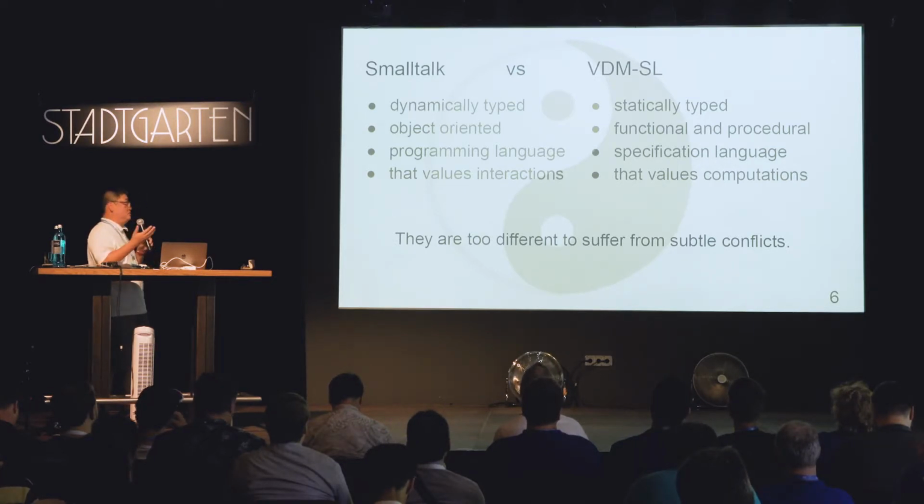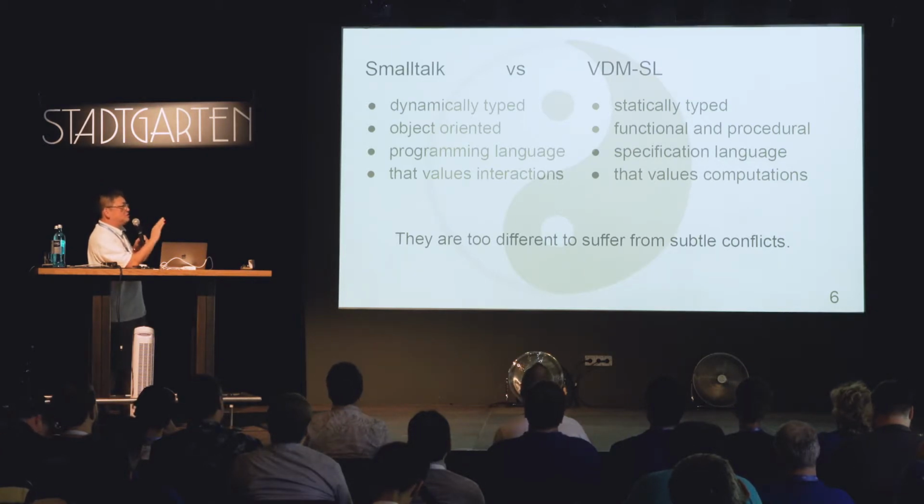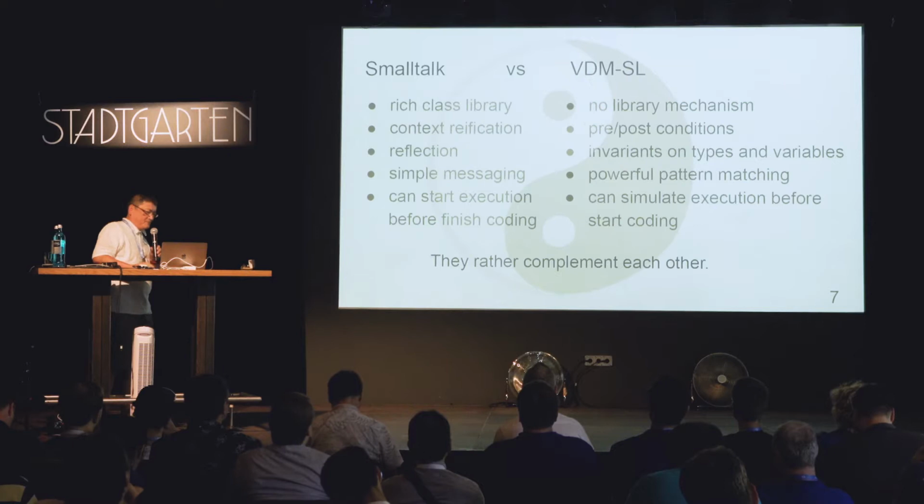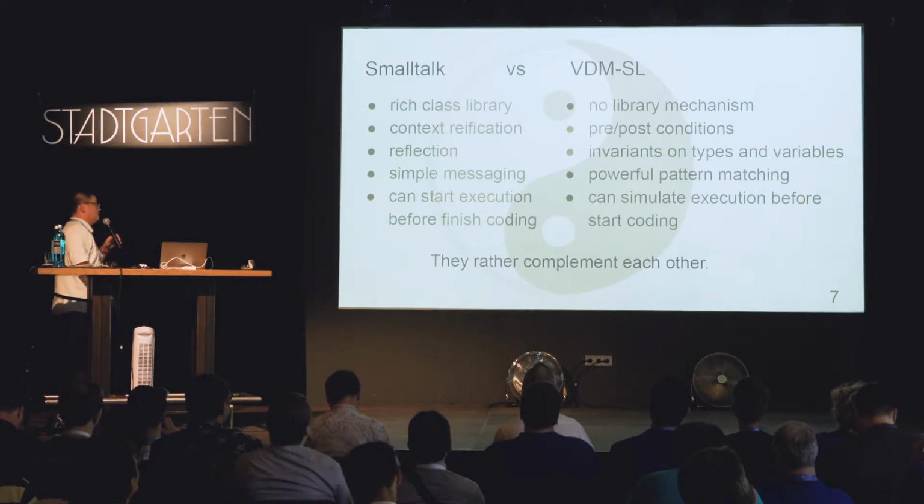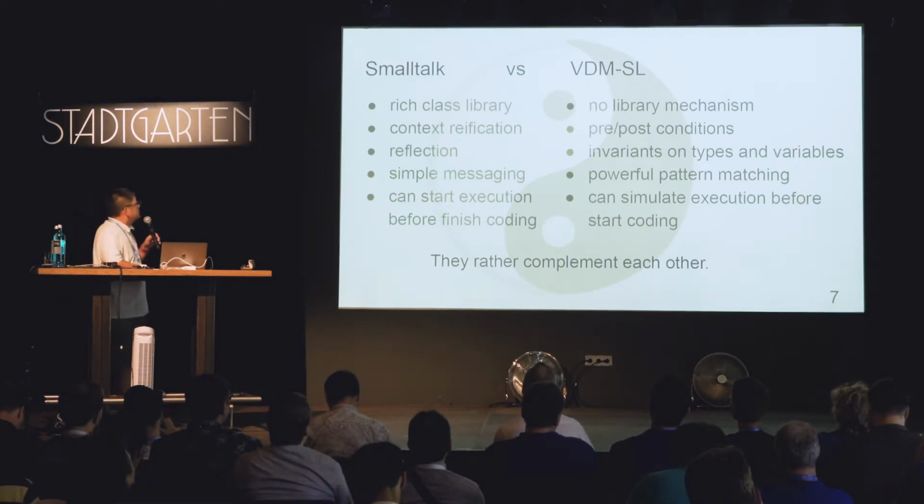It's kind of sad news, but it's very good news for making a code generator, because there are no subtle differences. If it's not VDM but Java, little differences like the object model and access control would matter. But in this case, there's no conflict. So it's kind of easy to implement a code generator. And again, they rather complement each other.